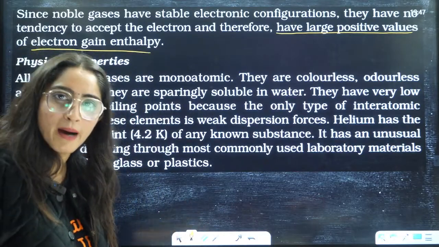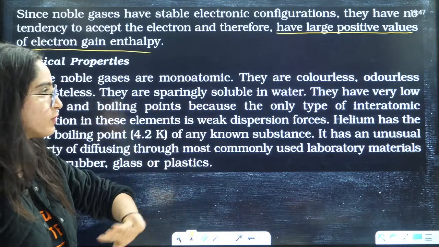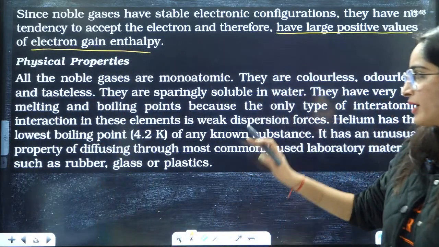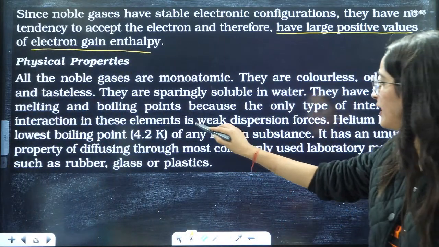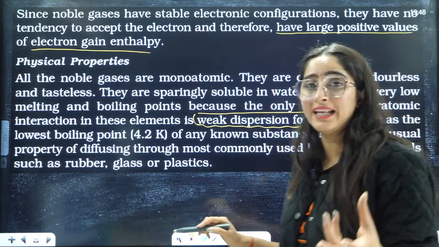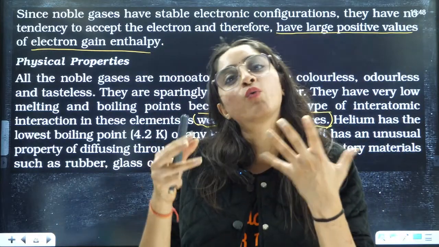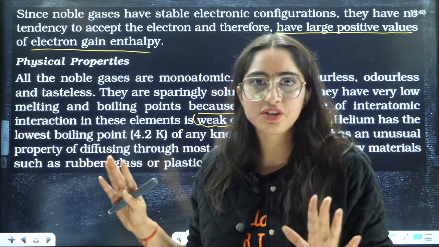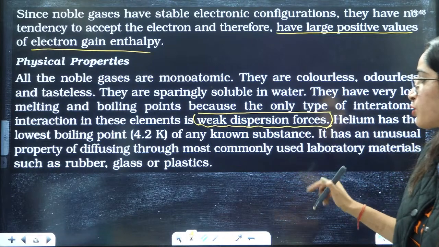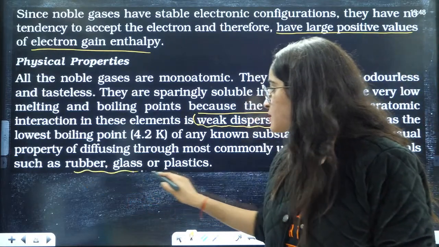Because they can't combine, they are very inert. They are colorless, odorless, and tasteless. They are sparingly soluble in water. They have very low melting and boiling points because of the one type of interatomic interaction, that is weak van der Waals interactions. Because these noble gases are not reactive, with each other they will have only very weak van der Waals interactions, right? It has the unusual property of diffusing through most commonly used laboratory materials such as rubber, glass, plastics, right?